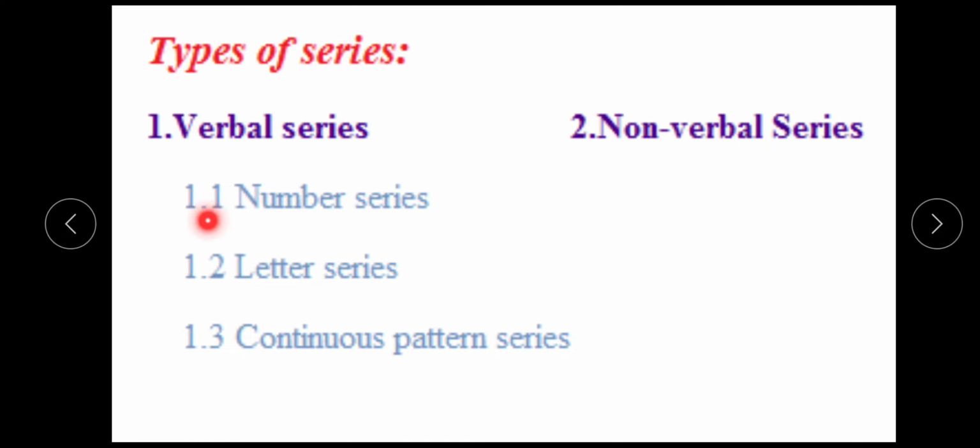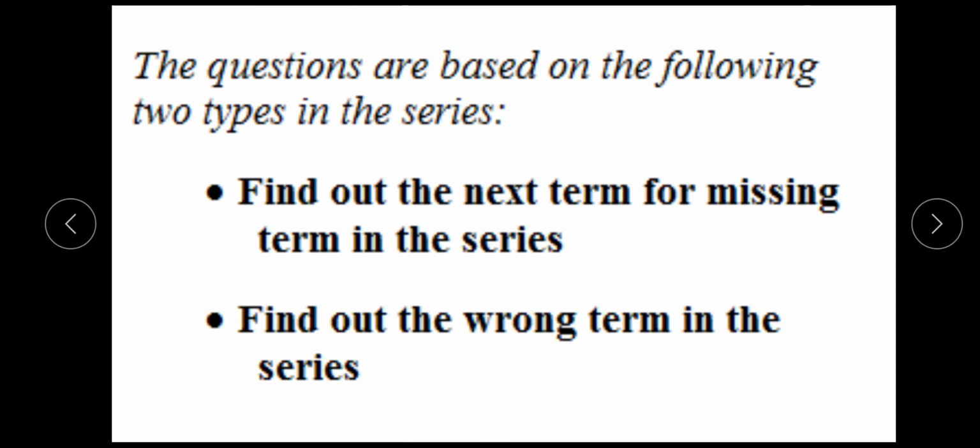Verbal reasoning series are of 3 types: number series, letter series, continuous pattern series, or letter repeating series. The questions in the series are based on 2 types. First, find out the next term or missing term in the series, or find out the wrong term in the series.